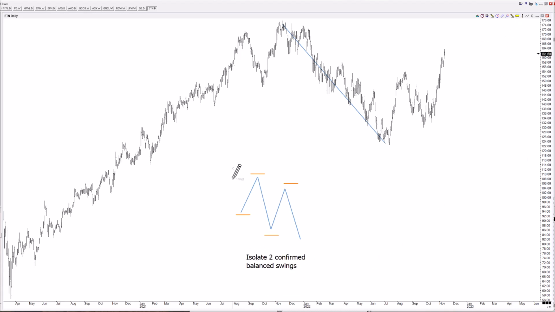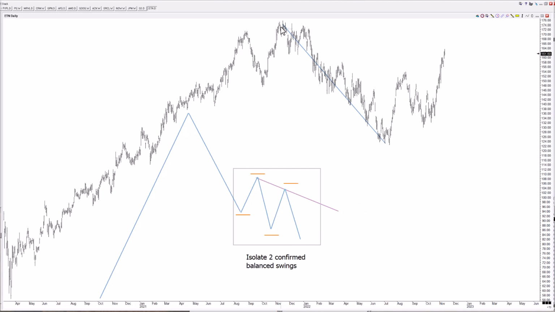basically, within the context of this pullback. So it means you're going to be working in here. Isolate two confirmed balanced swings and then draw a line across the top. The last two. Okay, the last two. And then note when that changes and make some observations.